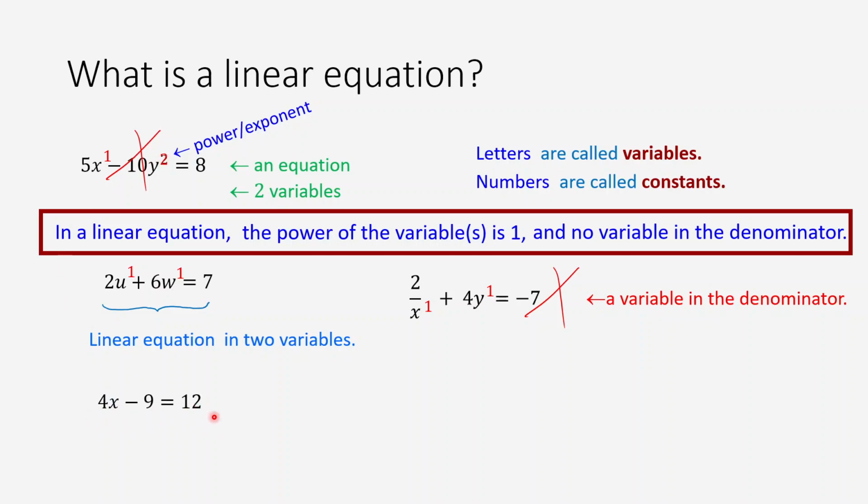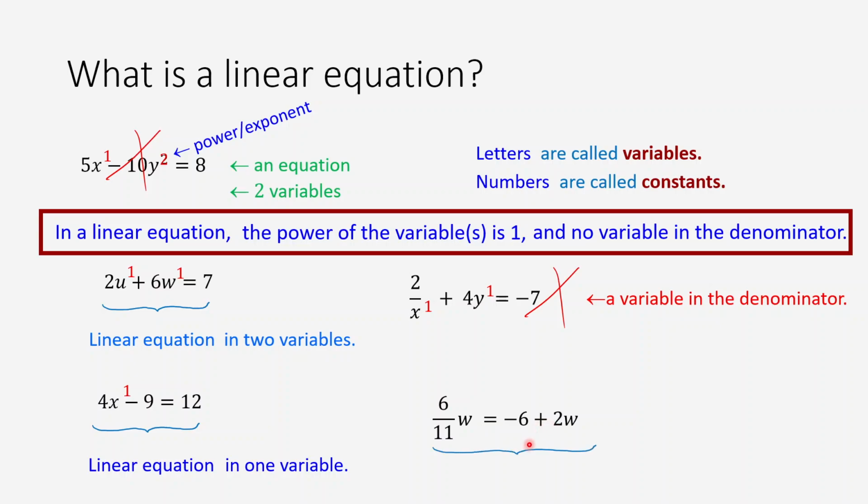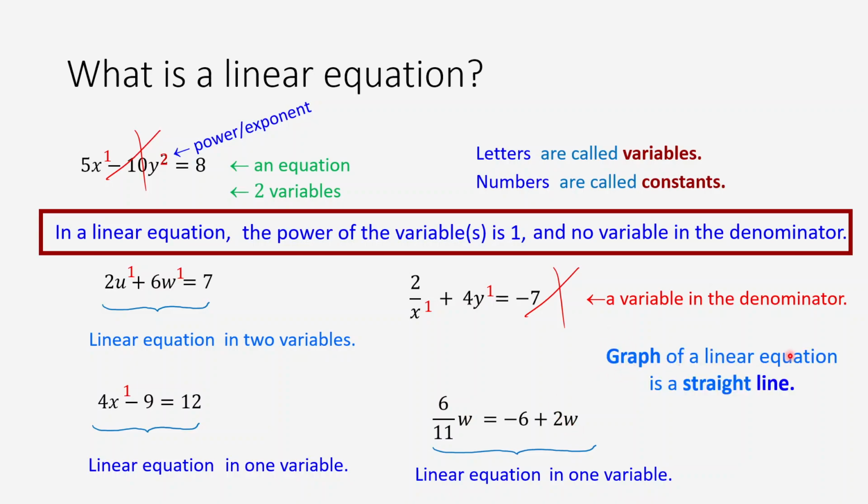This is another equation. There is only one variable, that is x, and the power of x is 1. So this is a linear equation in one variable. This is another linear equation in one variable and the variable is w. And also, if you draw the graph of a linear equation, you get a straight line. The word linear comes from this line.